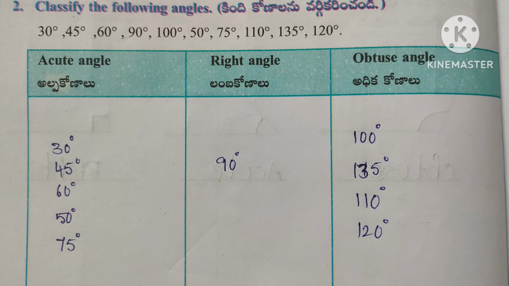Already we know about the acute angles. That means acute angle means it is less than 90 degrees. Right angle means exactly 90 degrees. And obtuse angle means greater than 90 degrees. That means above 90 degrees. So acute angle means here 30 degrees, 45 degrees, 60 degrees, 50 degrees, and 75 degrees are under the acute angle, and 90 degrees is a right angle, and 100 degrees, 135 degrees, 110 degrees, and 120 degrees we have to write under the obtuse angles.